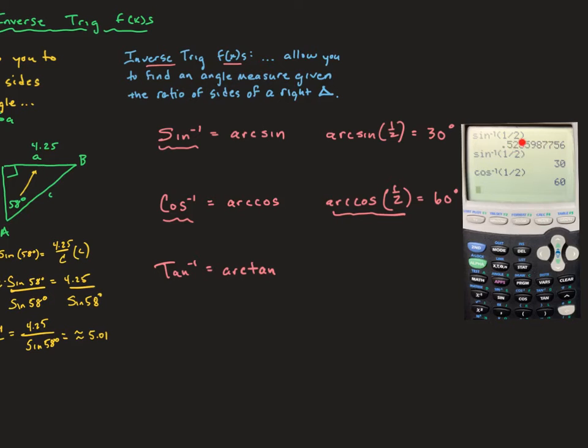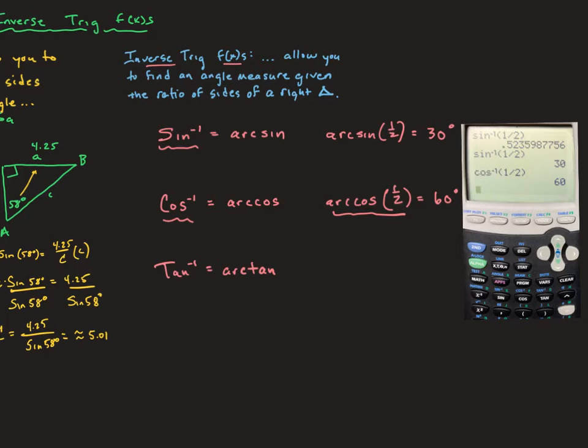Well, this isn't 30. What happened is I needed to check the mode because the calculator mode was in radians, and I needed the calculator mode in degrees. And I've looked at that in previous lessons, but just so you know, anytime you pick up a calculator, it may not be in the mode that you're looking for, so make sure that you check that. So here we go. The inverse sine of 1/2 is going to be 30. The inverse cosine of 1/2 is 60.